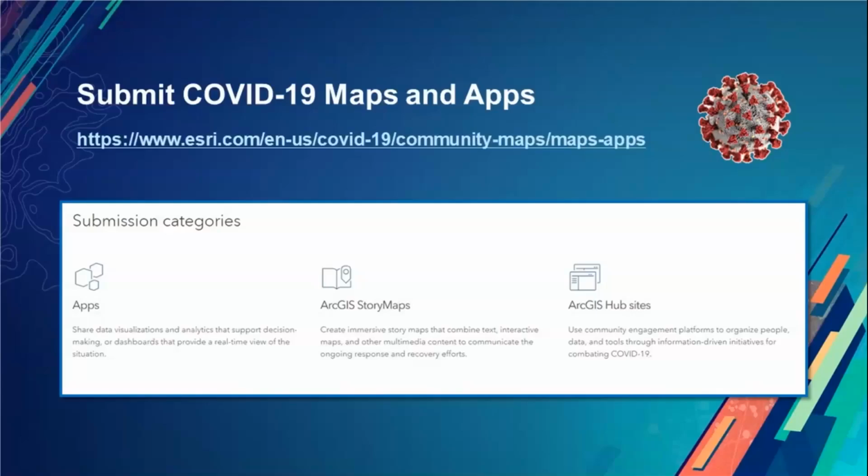Now, if you're interested, you can also submit your work and share your COVID-19 maps and apps with other users around the world on ArcGIS Online. We have 3 categories: apps, ArcGIS story maps, or ArcGIS hub sites.